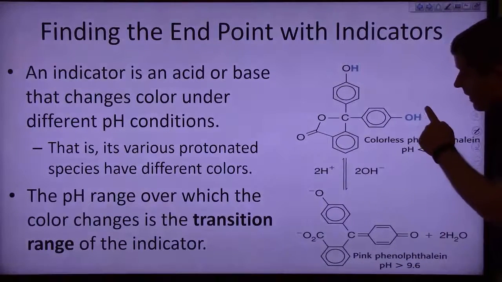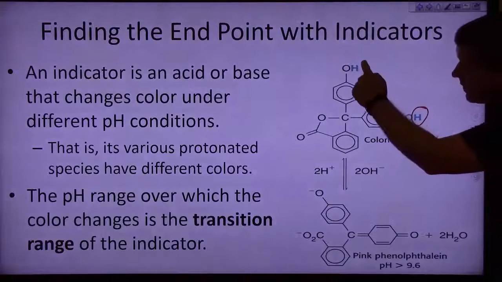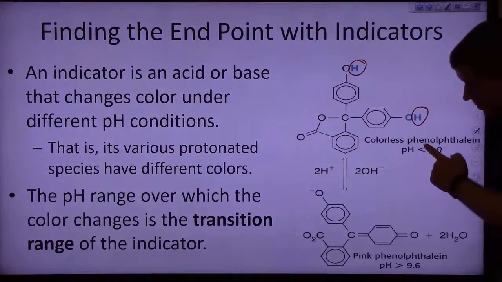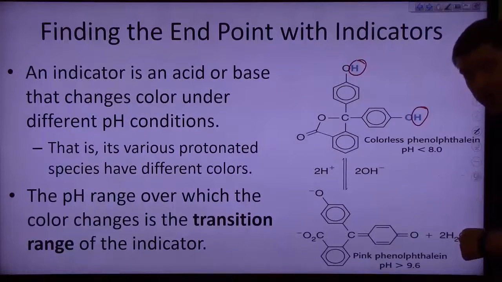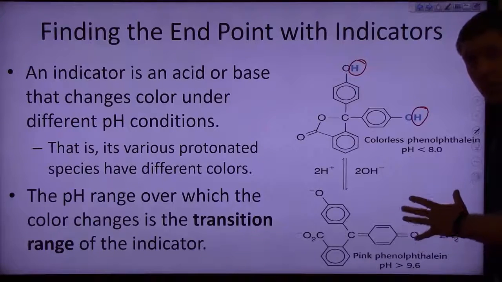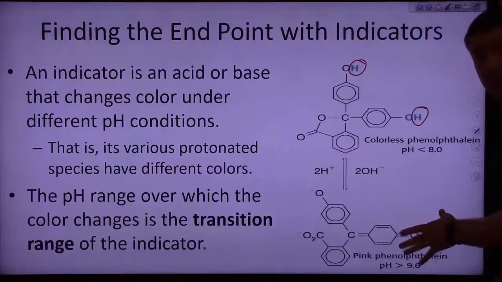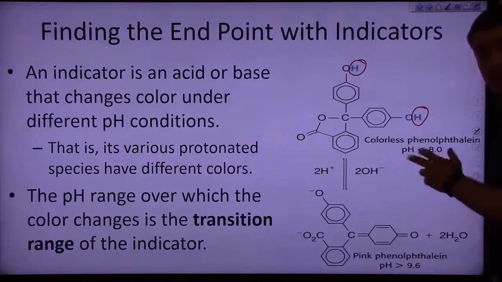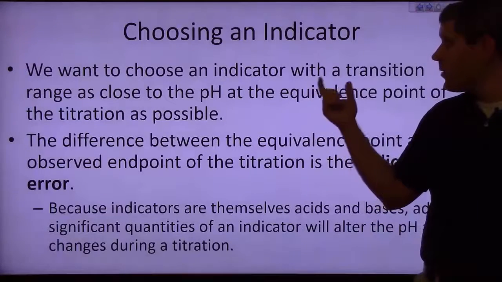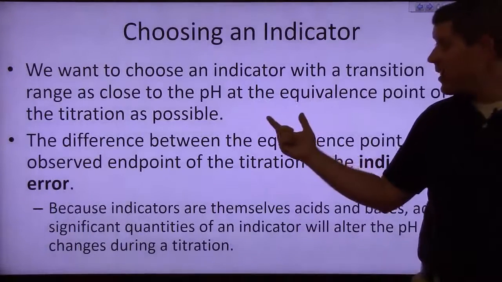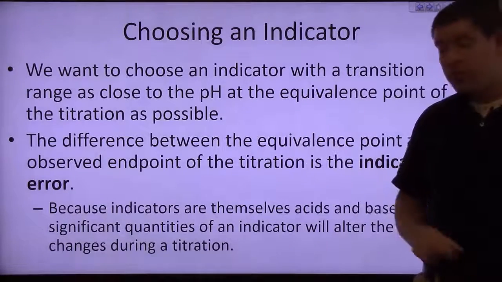And the difference here is this proton there and this proton here are lost between a pH of 8 and a pH of 9.6. And that then changes the wavelength at which the phenolphthalein will absorb light from the pink region to then a region that our eyes can't see, which is why it's colorless. Now, we want to choose an indicator with a transition range as close to the pH at the equivalence point of the titration as possible.